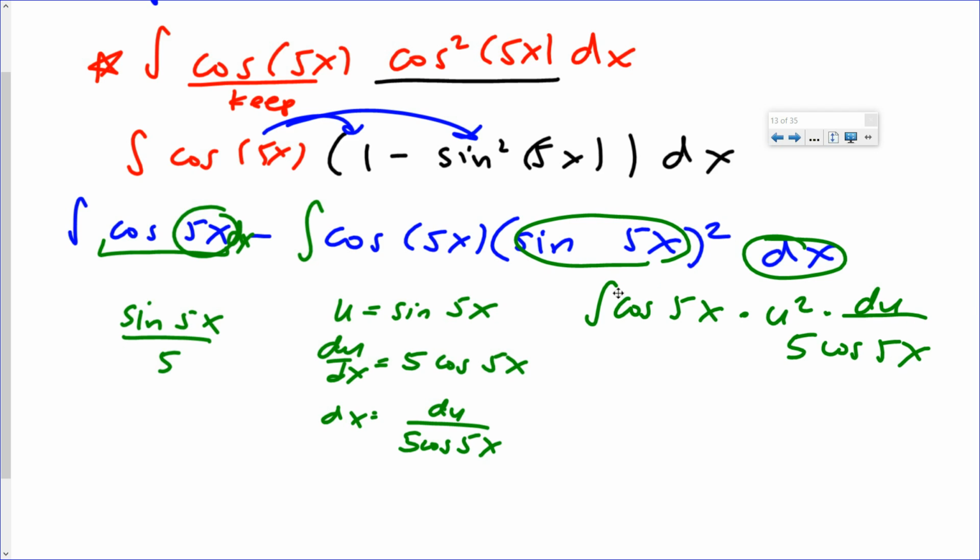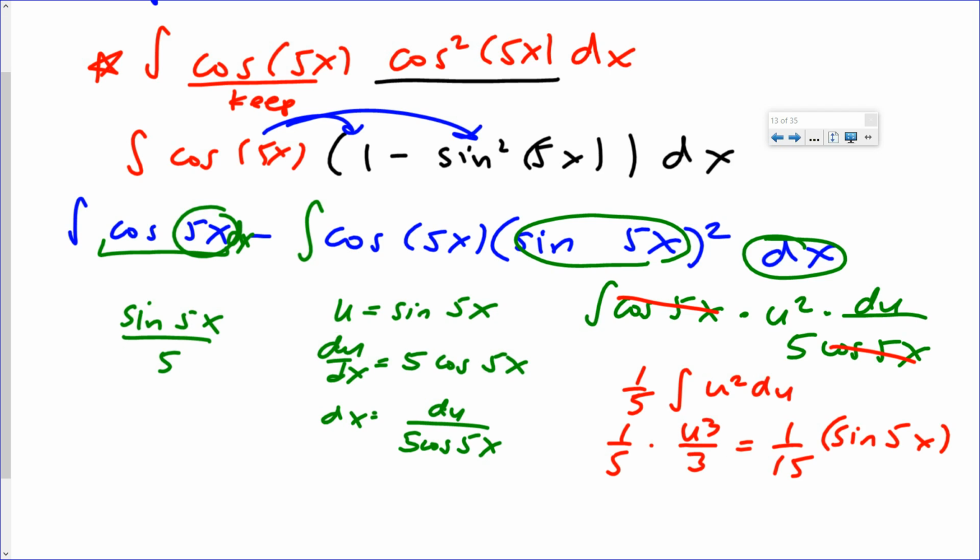And so I ask myself the question, do my cosines cancel out? Yes, they do. So what I have left is 1/5 times the integral of u squared du, which is actually 1/5 times u cubed over 3 plus C. But my u is actually not u. My u is actually sine 5x. So the answer is 1 over 15 sine 5x cubed.